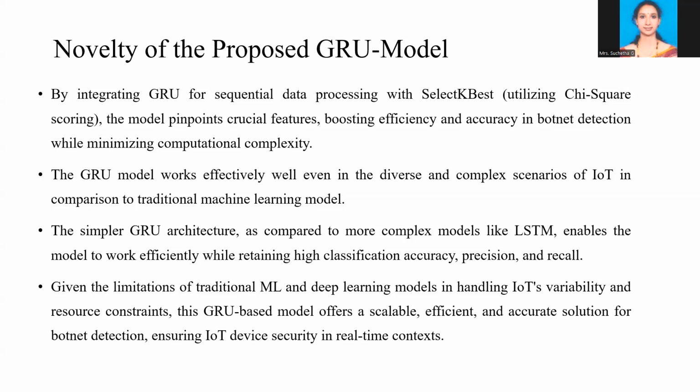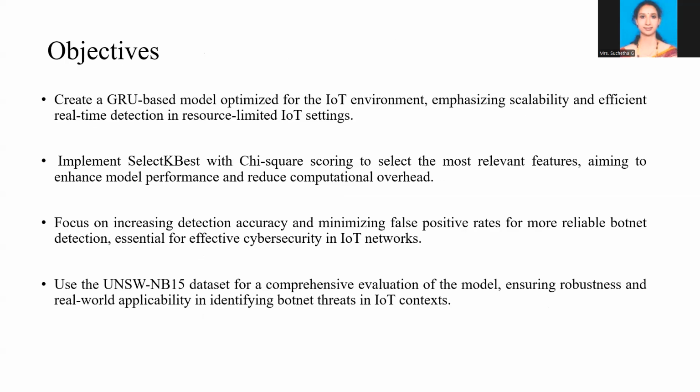Given the limitations of traditional ML and deep learning models in handling IoT variability and resource constraints, the GRU-based model offers a scalable, efficient, and accurate solution for botnet detection. The main objective of the work is to create a GRU model, then implement SelectKBest with chi-square scoring, focusing on increasing the detection accuracy and minimizing the false positives. And we use a comprehensive data set for comparing our model with different architectures, different machine learning algorithms and deep learning algorithms.